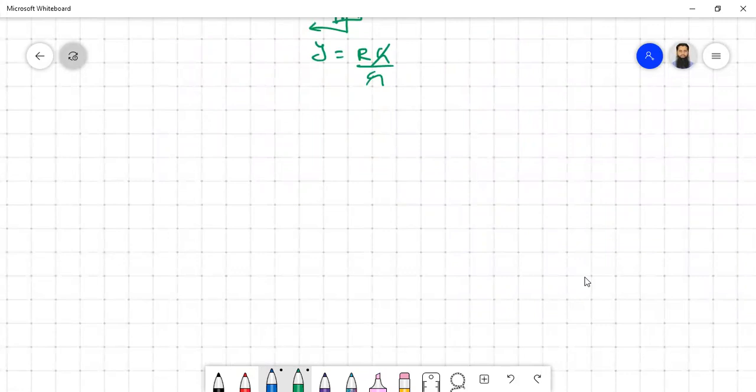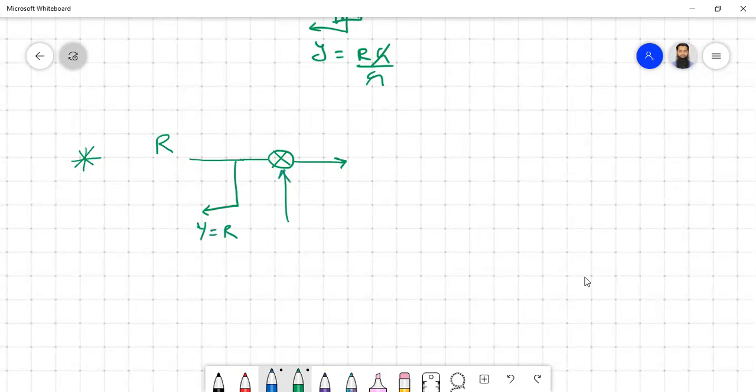Now come two critical rules. These are most important for you to recall: shifting the pickoff point after a summing junction and before a summing junction. So we have, say, a summing junction here. Then we have a pickoff point here. So basically this is your R, so at the pickoff point, y equal to R. And then we are adding X here. So say this is plus, and this is also plus. It can be negative as well, but just assume this is plus.